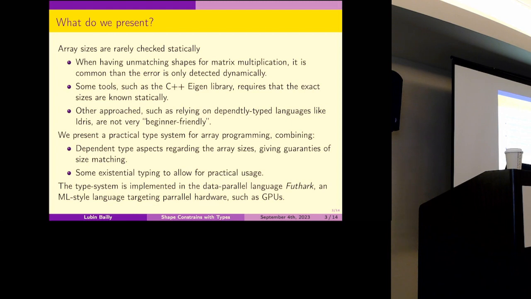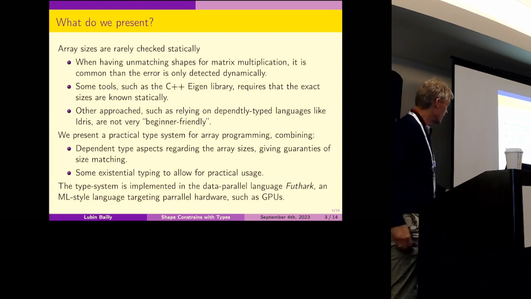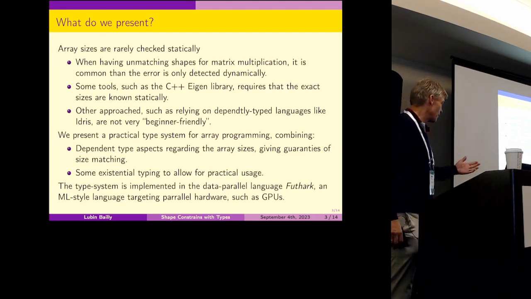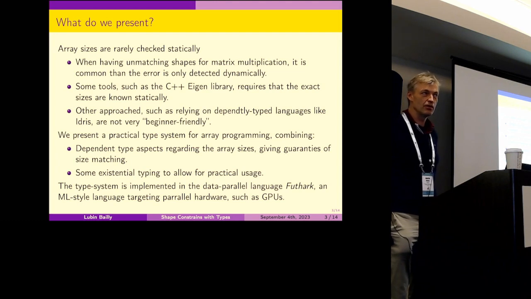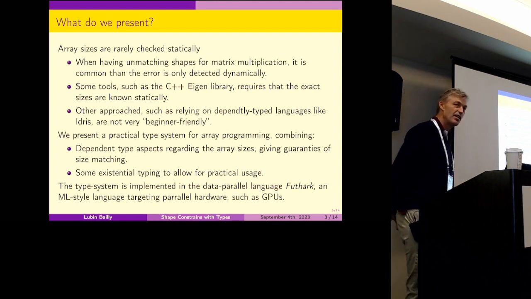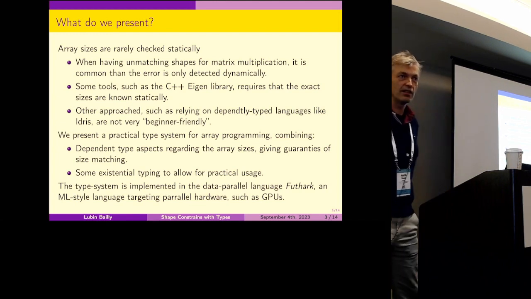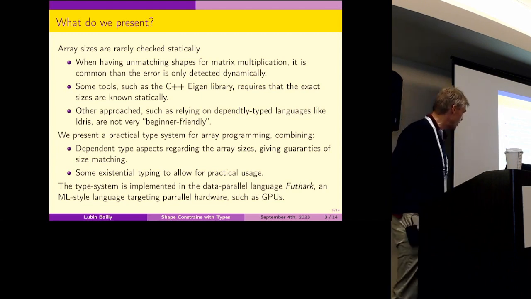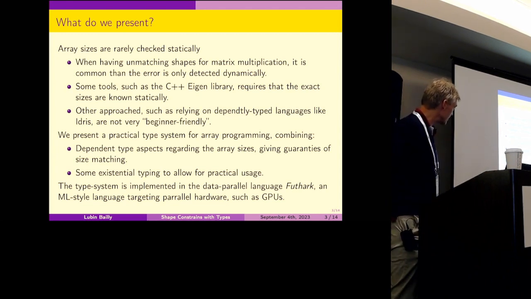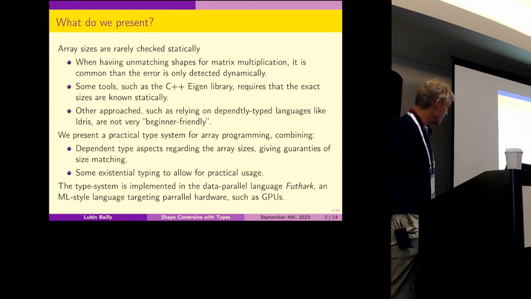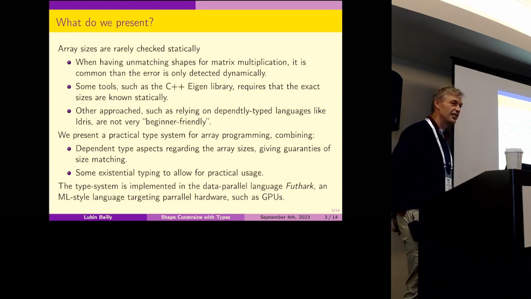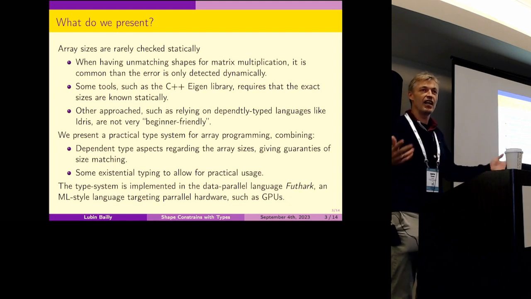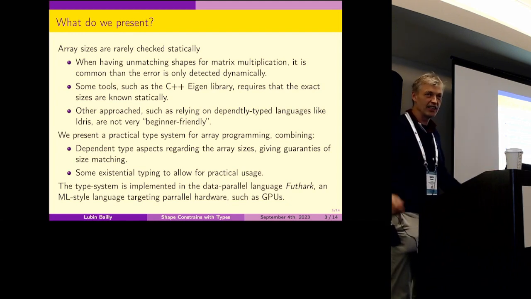And then there are, of course, some limitations, where you can then use some more dynamic approaches. You have some kind of typecast that we can use to actually enforce dynamically that some size matches. And here we present this practical type system for array programming, which combines these dependent types aspects. And this has been implemented in the Futhark compiler, and it turns out that it works out for the entire code base with not that many changes to the code.